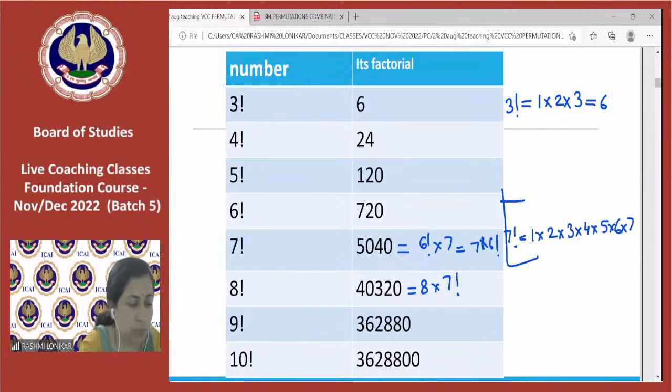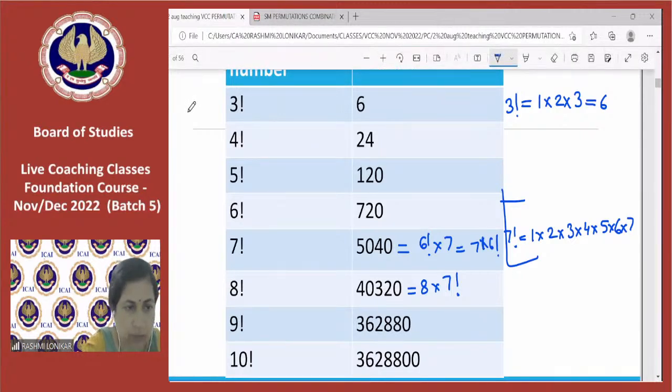Now you must remember this also, that it helps while solving the problem, that I can write 4 factorial as 4 into 3 factorial. That is, n factorial can be written as n into n minus 1 factorial. Some of you were asking about this n factorial and n minus 1.